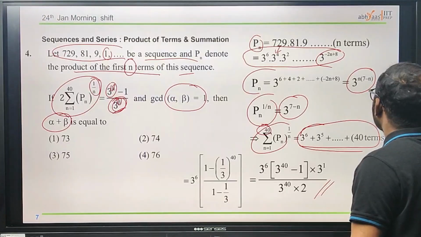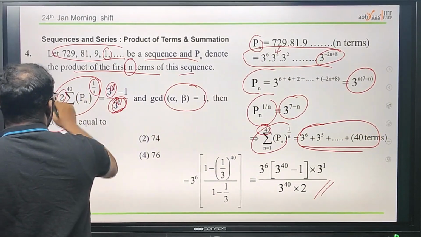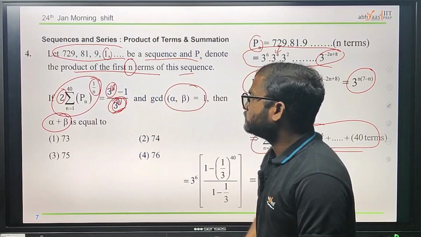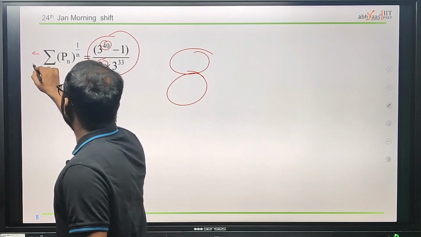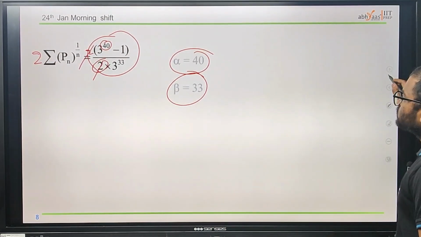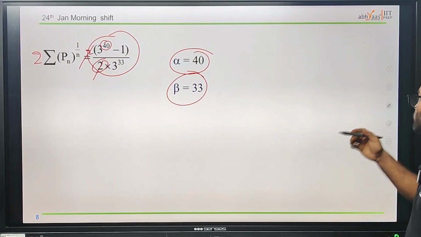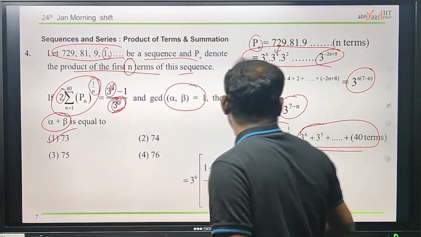If you see here, we got this one. Here we have to multiply by 2 as well. If you multiply with 2 here and 2 here, the 2 will be cancelled out. That's how we got alpha equal to 40 and beta equal to 33, which gives 73 as our answer. I hope you understood.